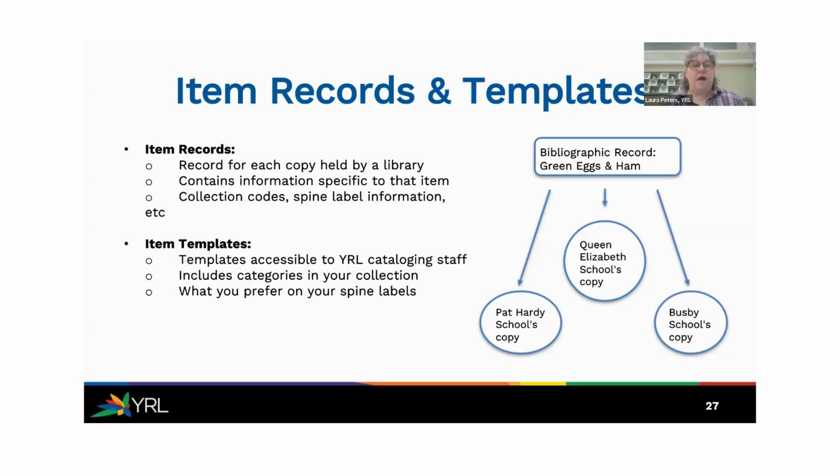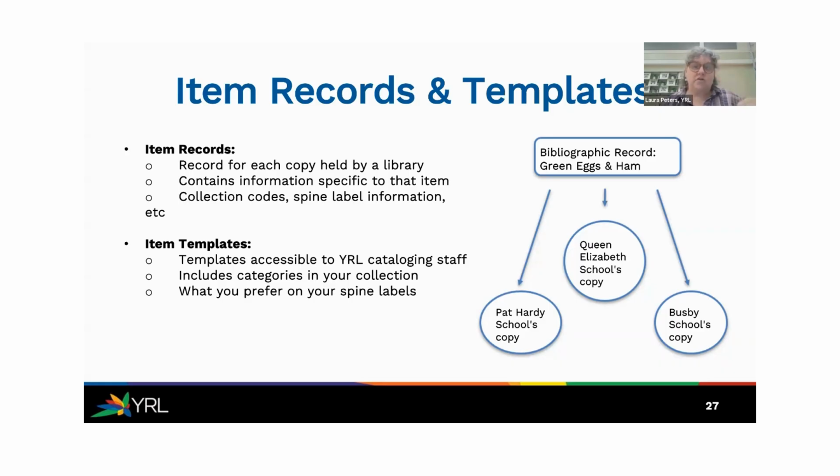Because we have a combination of public and school libraries that we serve as our members, we have over 80 in total. So it's impossible to remember the specific spine label information for all of the different parts of any collection for all of our libraries.